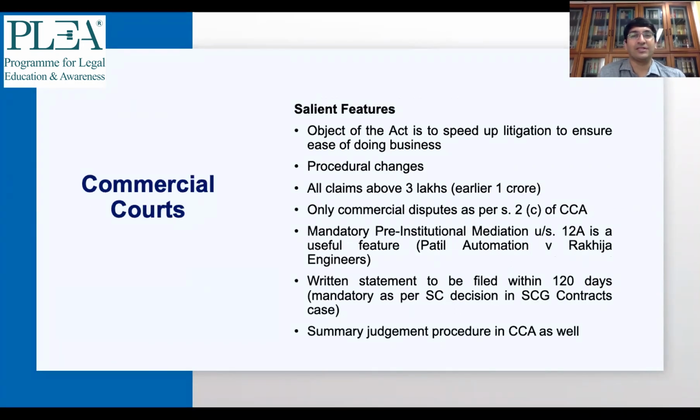Now, coming to commercial courts, as I said, this act was brought in 2015. The purpose was to speed up litigation. So now there are a few procedural changes that are made. I'll just deal with the significant ones.